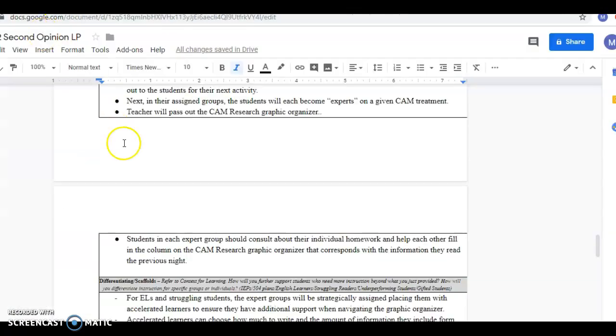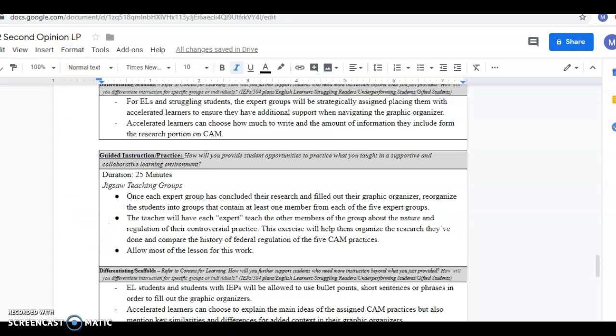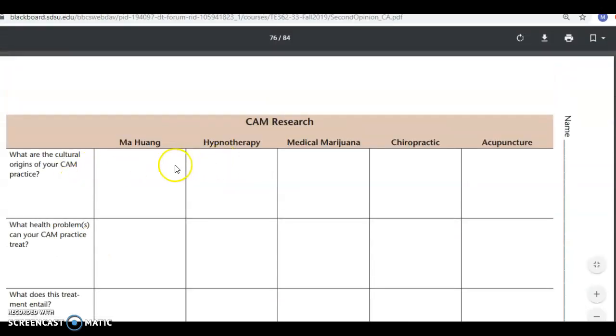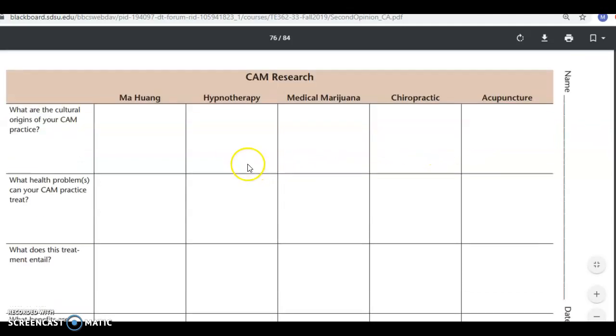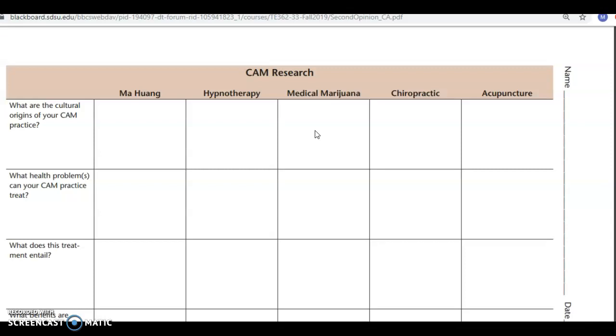And in the following activity, they're going to be broken up into teaching groups. So each of the experts are going to shuffle around into another group, and they're going to learn from each other and fill out the other questions that they don't have. So medical marijuana, chiropractic, acupuncture, they're going to have experts just teaching them what the benefits are, where the cultural origins of the practice are located, and so on.